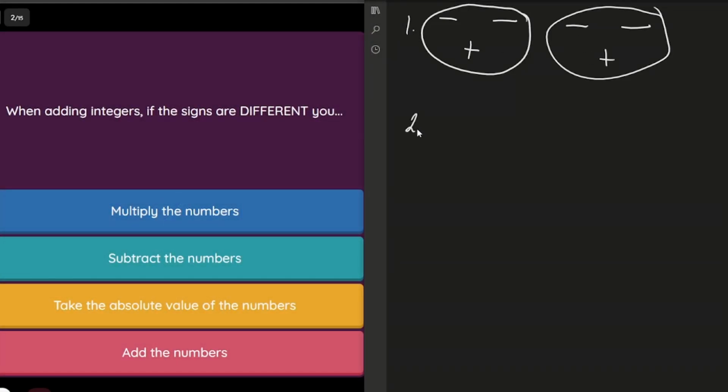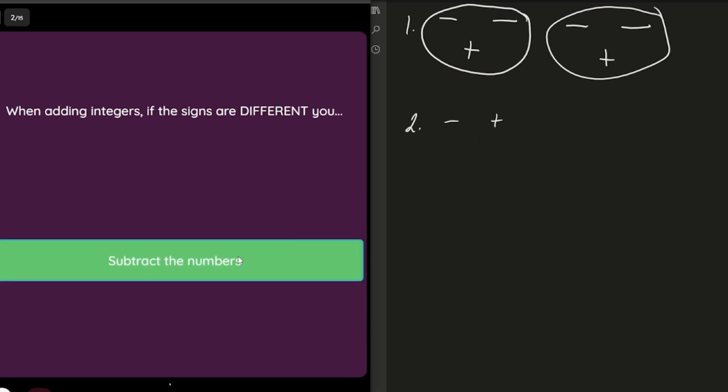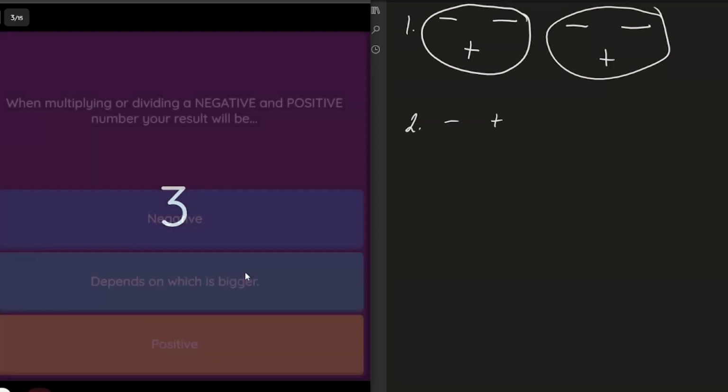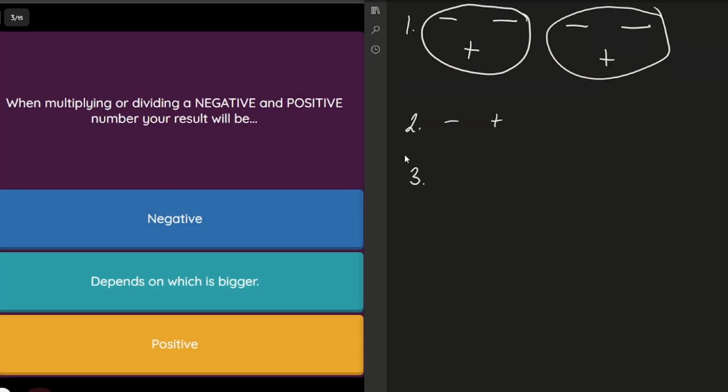For number 2, when adding different signs, we would find the difference or simply subtract the numbers. There you go. Question number 3.